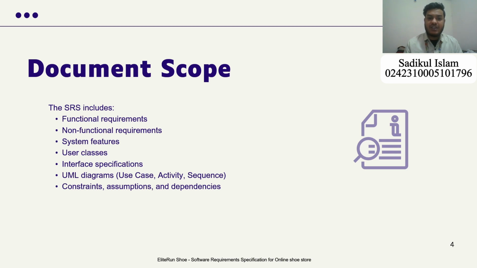This slide shows what important sections are included in our SRS document. It contains functional requirements, non-functional requirements, system features, user classes, interface specifications, and different UML diagrams such as use case, activity, and sequence diagrams. It also contains assumptions and dependencies. All these sections together help ensure that the system is properly planned.